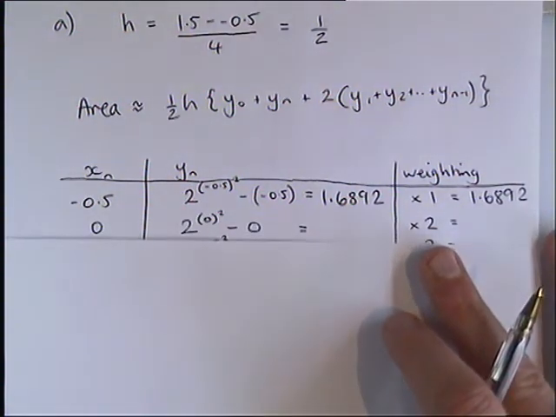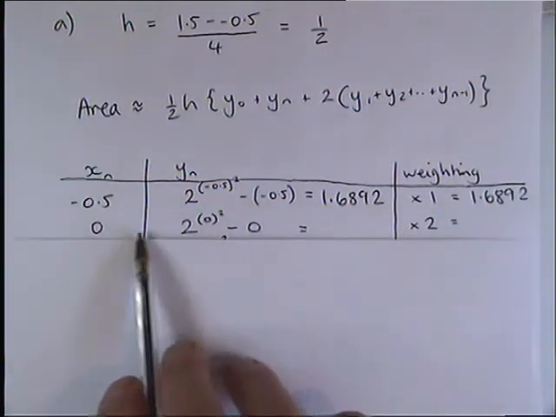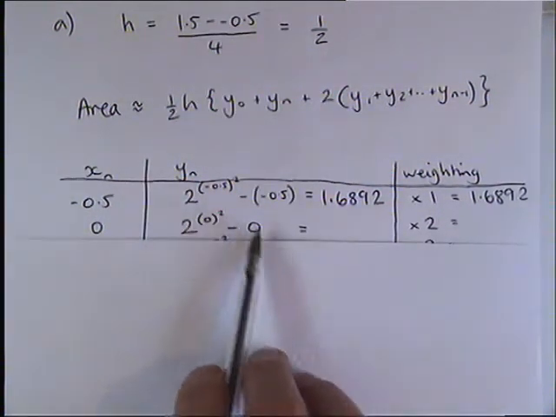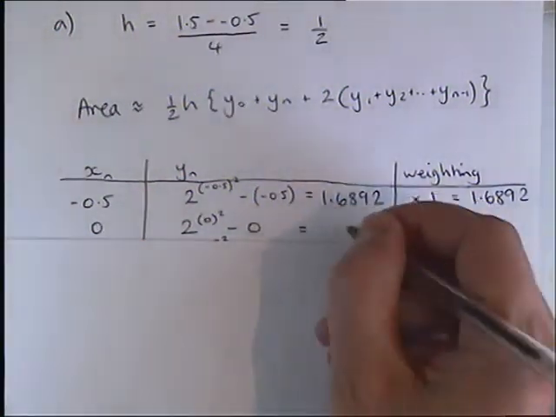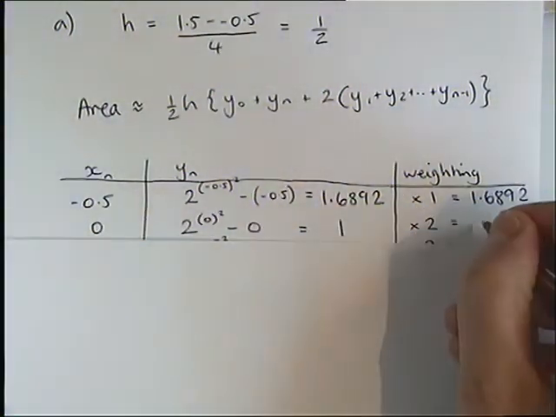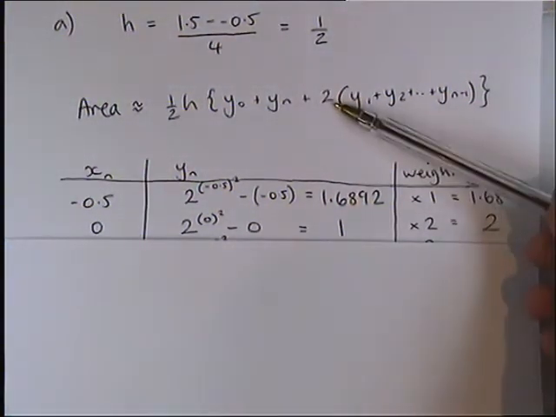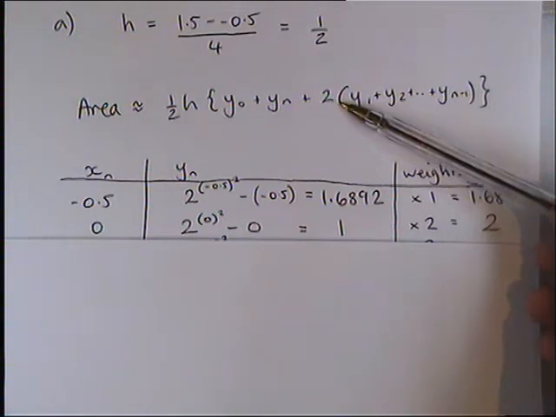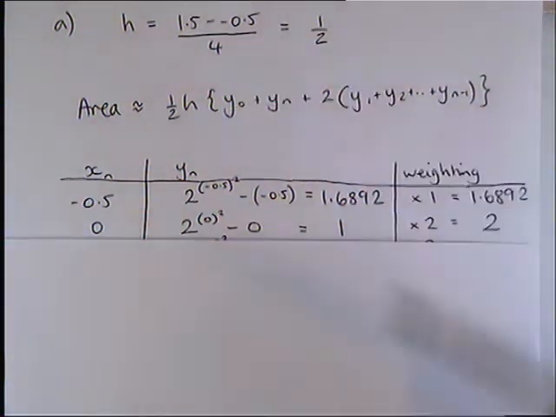The next row of my table has the next x coordinate, which is 0, and the y coordinate that goes along with it. You can see I'm substituting my numbers in there. 2 to the power of 0 is 1, take away 0 is 1, and then when I double it, it's 2. Remember, I'm doubling it because this 2 in the trapezium rule tells me I need to double all of the y coordinates except the last one and the first one.